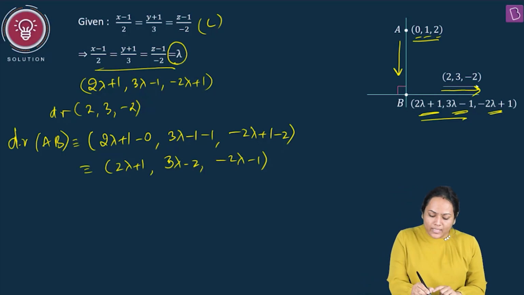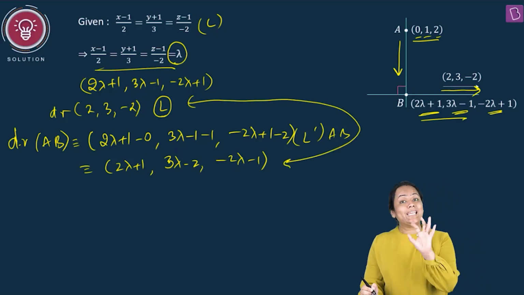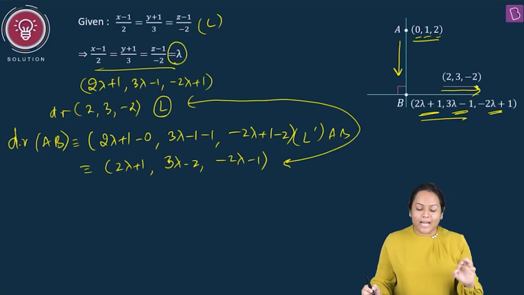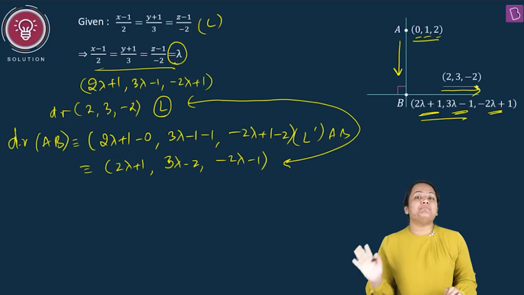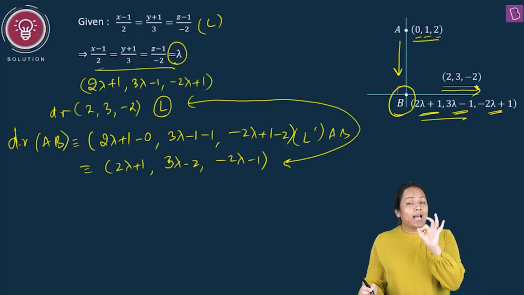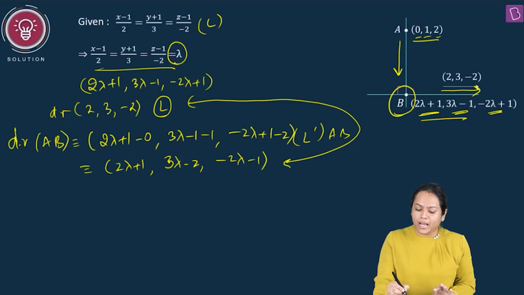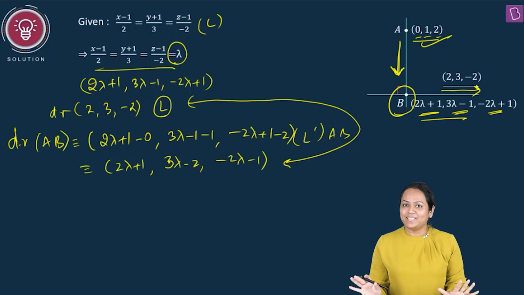And now I know that L and AB, or L dash, let's say, are perpendicular to each other. That means the product of these two direction ratios should be 0. So that is going to give me the value of lambda, right? If I have my lambda, I can definitely get my point B. And if I have my point B, I have A with me, I have its direction ratio, I can write the equation of line. Simple, right?